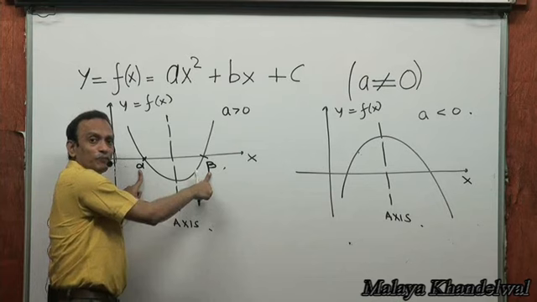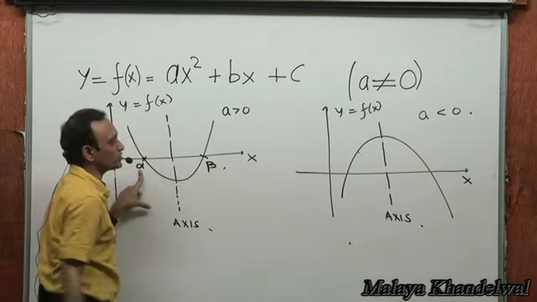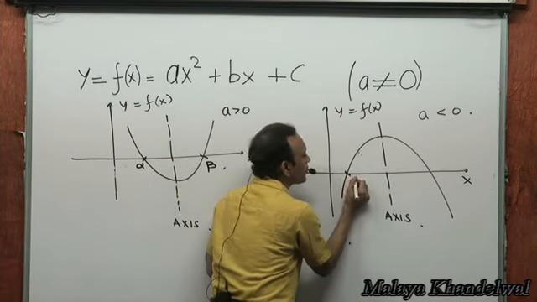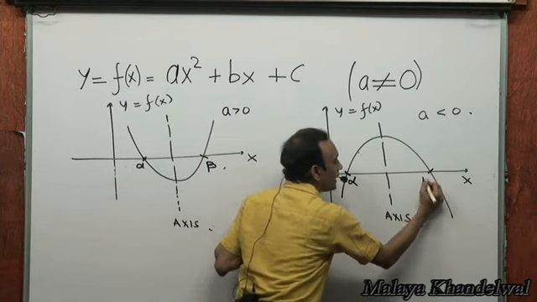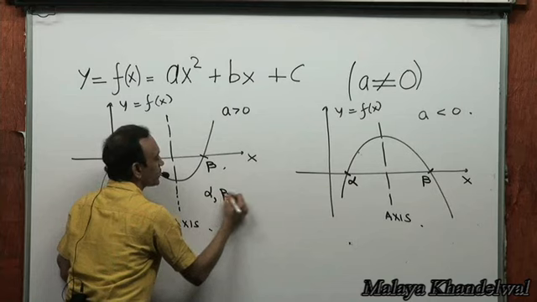So in this case, alpha and beta must be the roots of the quadratic. This is the point where the quadratic becomes 0, alpha and beta. So alpha and beta in both these cases are the roots of the quadratic.